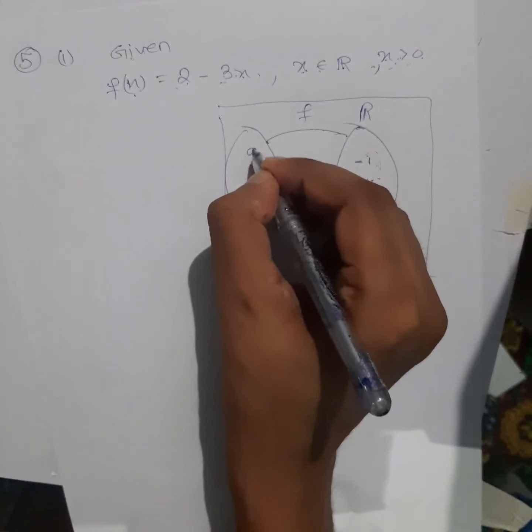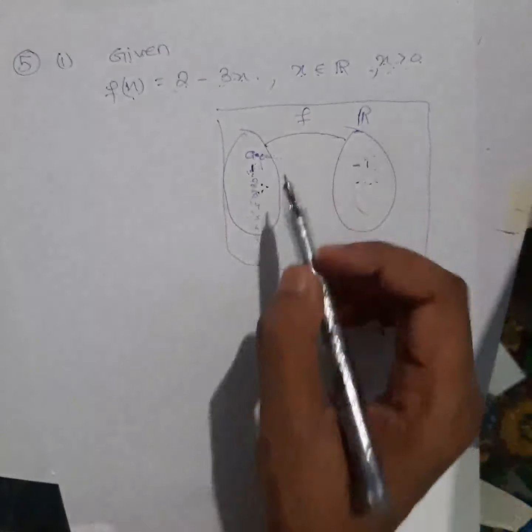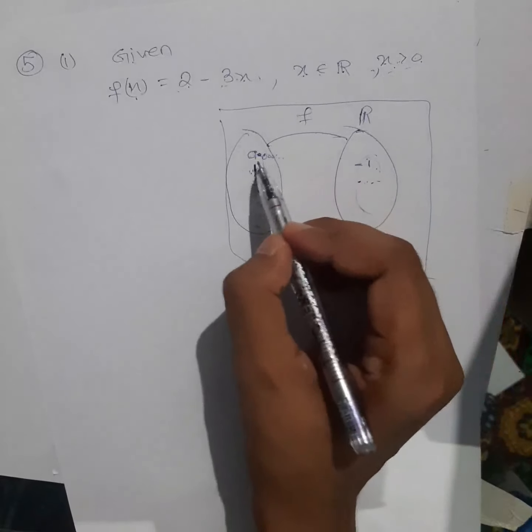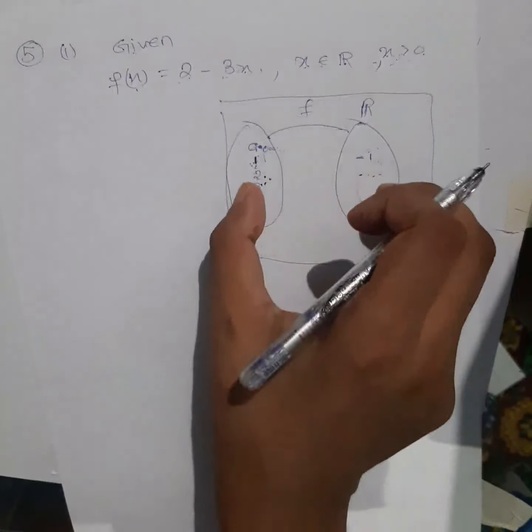Okay, so let me write 0.000, like this I will write. That's why it's difficult to draw an arrow diagram, because after 0 you don't know what the number is. Okay, so it's better to ignore this.